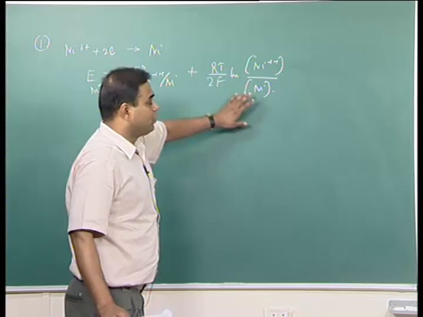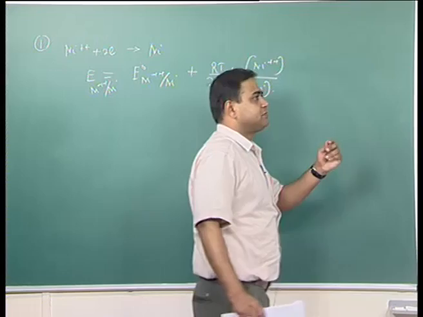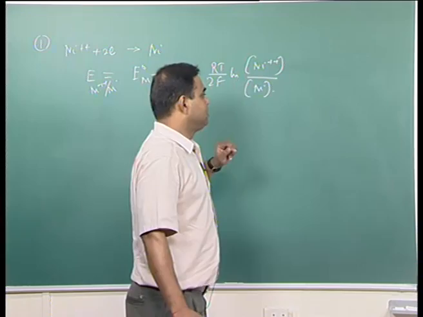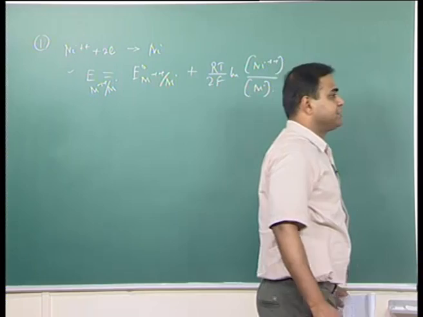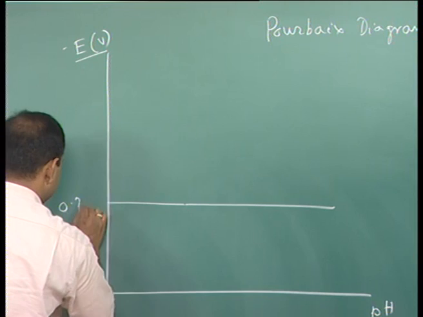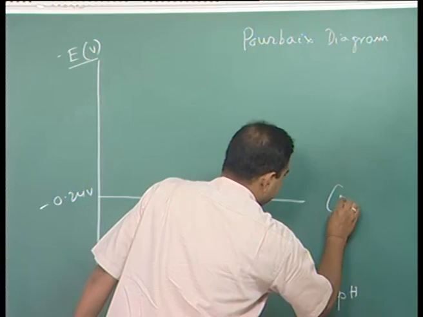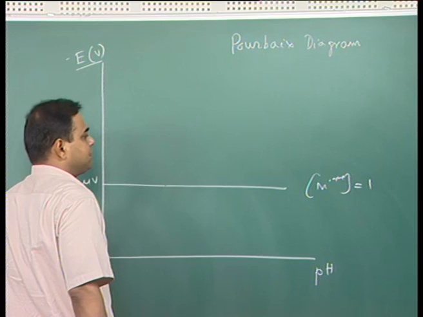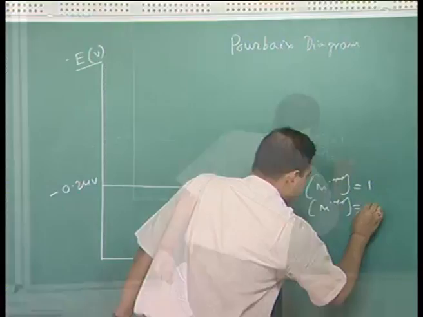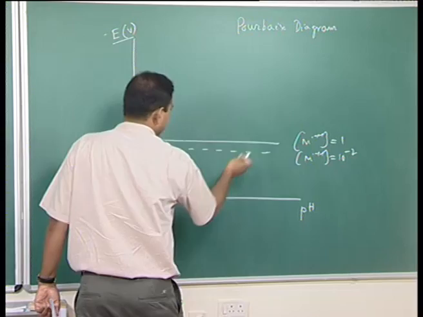Now, this one we can consider as 1. You can consider it 10 to the minus 2, you can consider it 10 to the minus 4. So, we have seen with the help of standard chemical potential data that this is coming close to minus 0.24 volt. Now, this is when the Ni++ ion activity is 1. Now, if you change the Ni++ ion activity to 10 to the power minus 2, it will go down like that. As you decrease the concentration of Ni++, this line will go down.